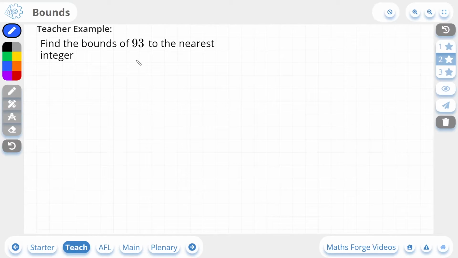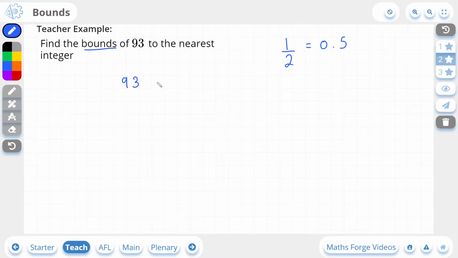We're being asked to find the bounds. So it's not asking you for the upper or lower, it's just asking you for the bounds. So we have to find the upper and the lower bound of 93 to the nearest integer. The nearest integer, or the nearest unit, just has 1 as a base value. And so we take this base value of 1 and divide it by 2, which gives us 0.5. Now to find the bounds of 93, we take half of our base value, which is 0.5, and subtract and add it onto 93 to find the lower and upper bounds.